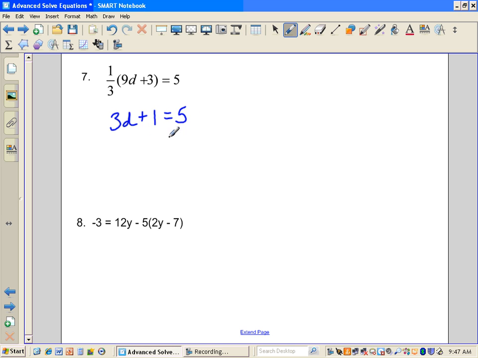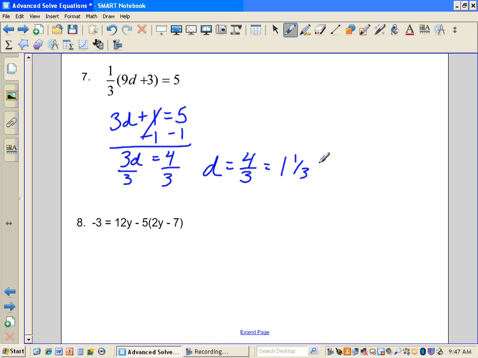Well, here then we just have a very simple one-step equation, -1 on both sides. 3D is equal to 4. Divide by 3. D is equal to 4/3. Or if you prefer, 1 1/3. Or if you prefer, 1.3 repeating.